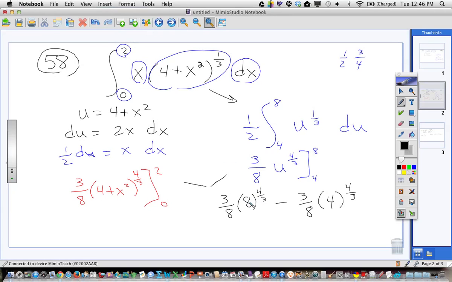So the cube root of 8 is 2. 2 to the 4th is 16. If I take 3/8 times 16, the 8 cancels, 16 is 2, and that whole thing would just turn into 6. So you need to be able to do that. Now this one, I can't really do anything with, so I'm not going to.